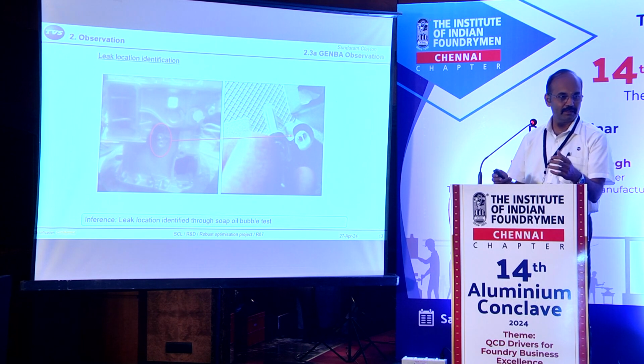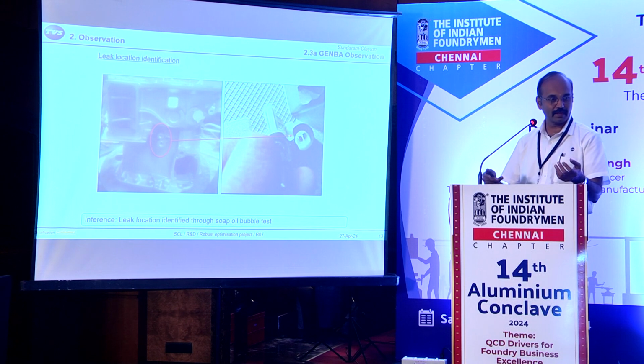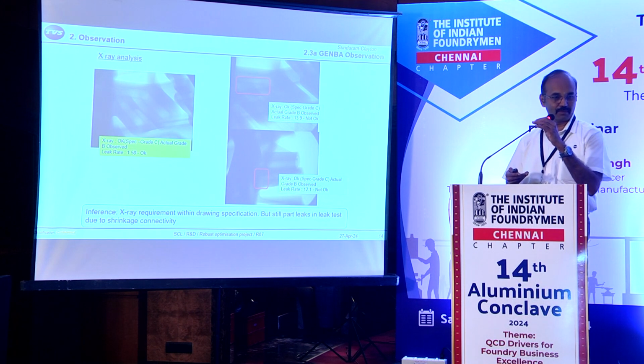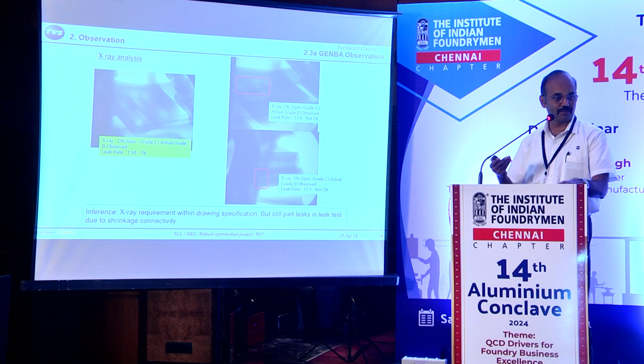How do we identify the leak location? We use a soap bubble test to identify from where it is leaking. Once we understand from where it is leaking, then we can identify the cause. When we check the defective samples in X-ray, we couldn't find any significant defect, but still the part failed in leak testing.